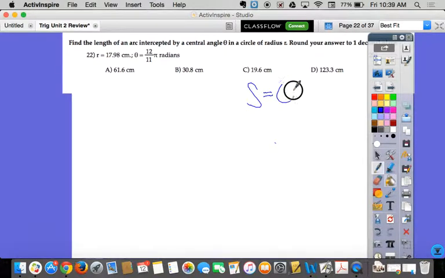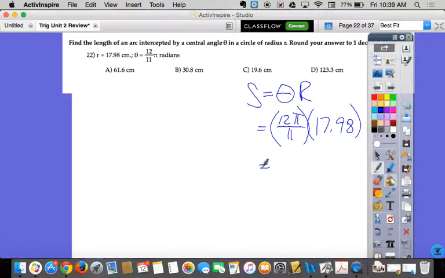So S equals theta r, we call it SOAR, and I know the book normally writes it a different way, but it helps us remember with SOAR. You must have radians. So I'm giving you one where it is radians. So your angle is 12 pi over 11, and I gave you a radius of 17.98.